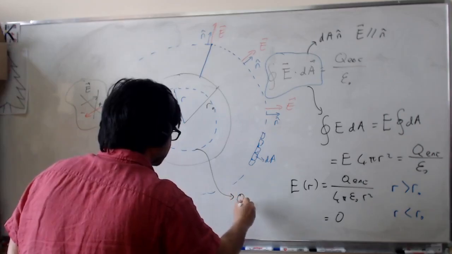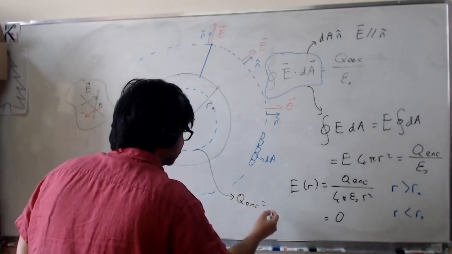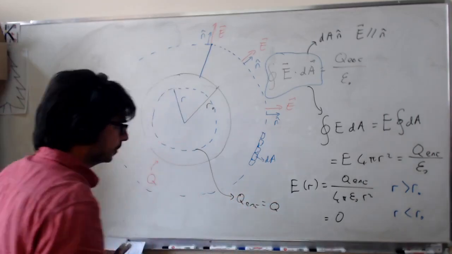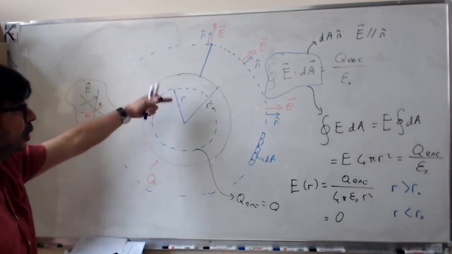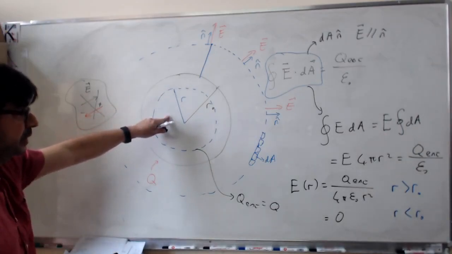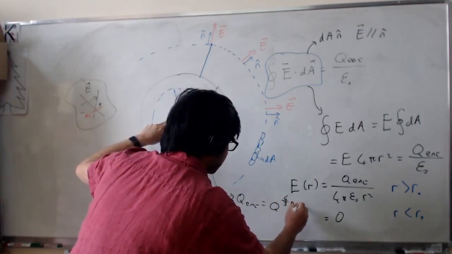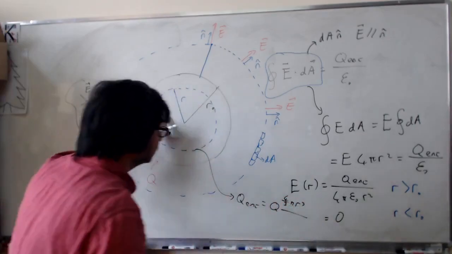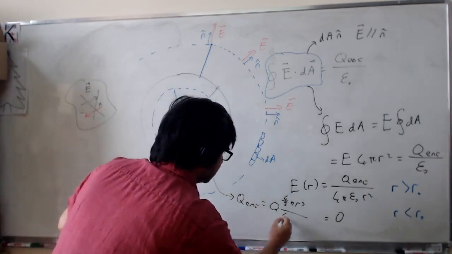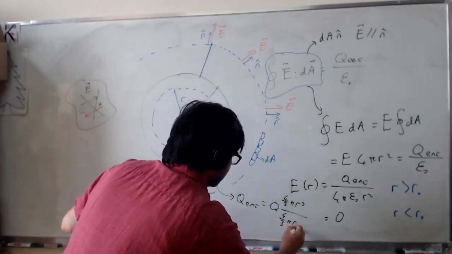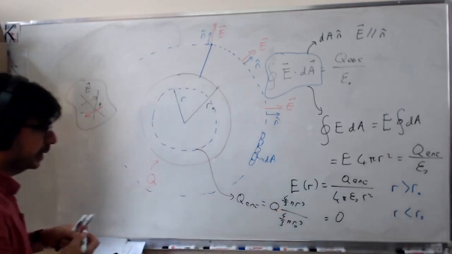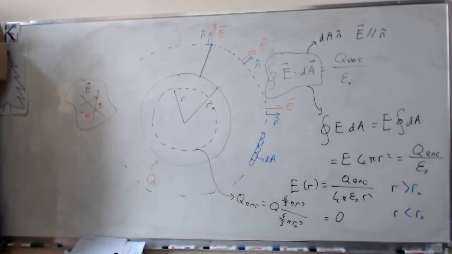So Q enclosed here is going to be the total charge times the volume of this sphere that we are considering. So that's 4/3 pi r cubed divided by the total volume. That's 4/3 pi r naught cubed. And 4/3 pi will cancel. We're going to get Q times r cubed divided by r naught cubed.